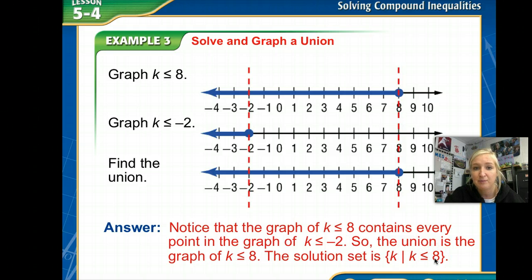So this is an example where your union, or both of your compound inequalities, will go in the exact same direction. So your solution is really just one answer, because k less than or equal to negative 2 fits into everything less than or equal to 8.